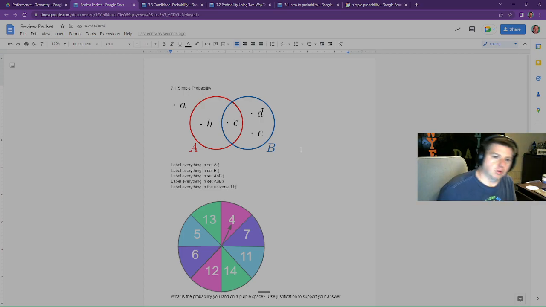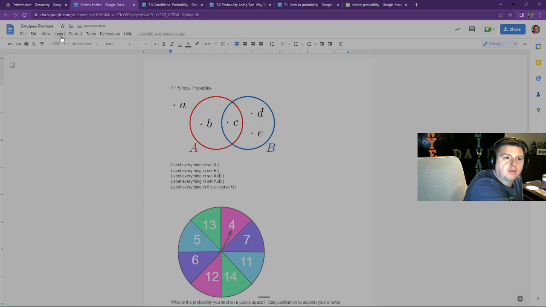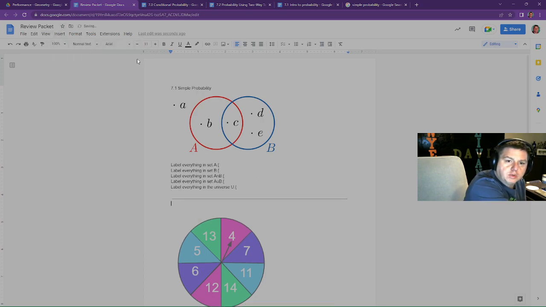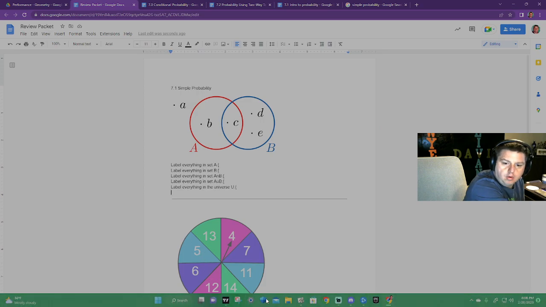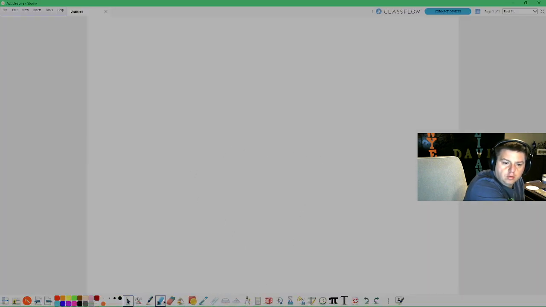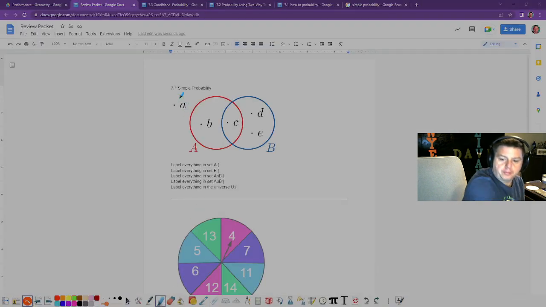Okay, so let's talk about this one real quick. I think this is a good question to have in your brain. Let's insert a horizontal line. So when we talk about sets and probability, we're looking at what is in set A, everything that is involved in A specifically. So when I color in A, what is in A? Well, we can see that B and C are in our A circle. Okay, so that's how we would label this. We would say B and C and then close it up.